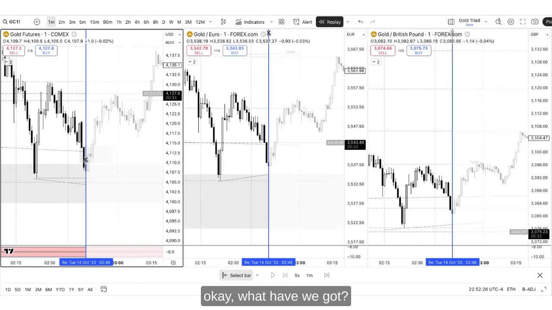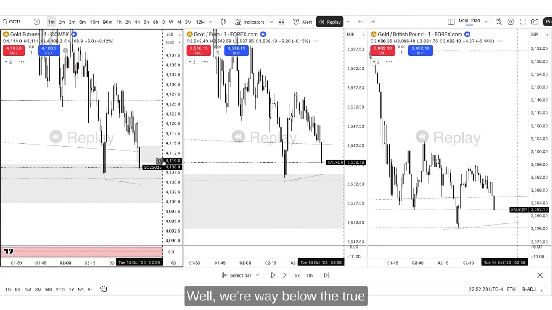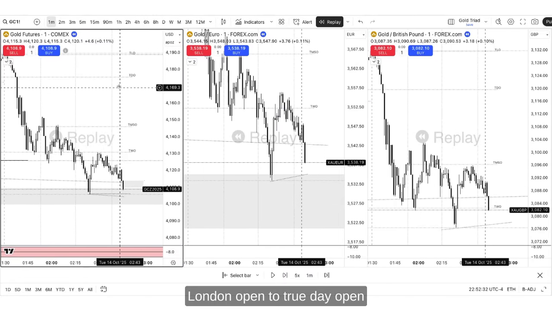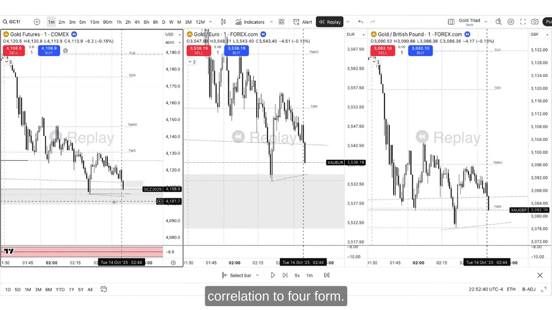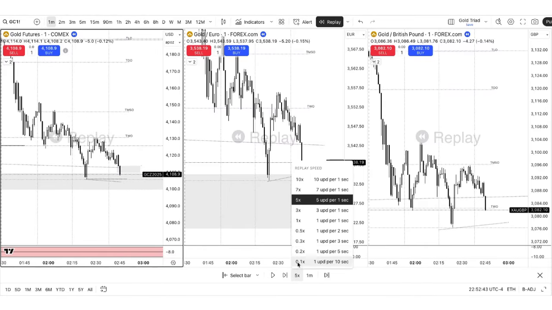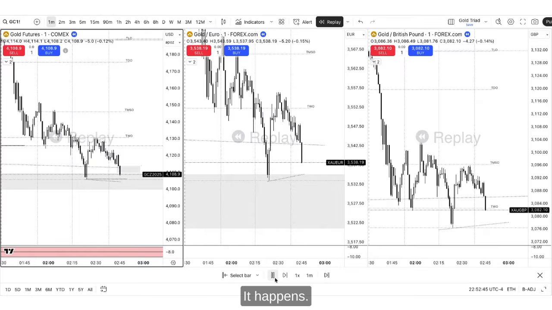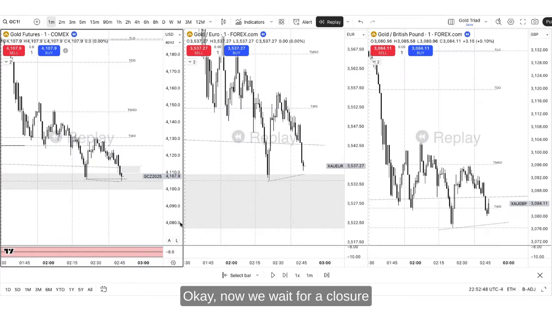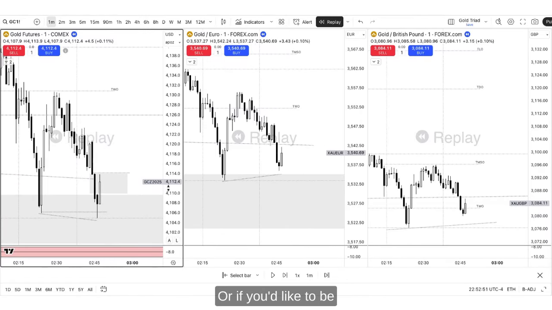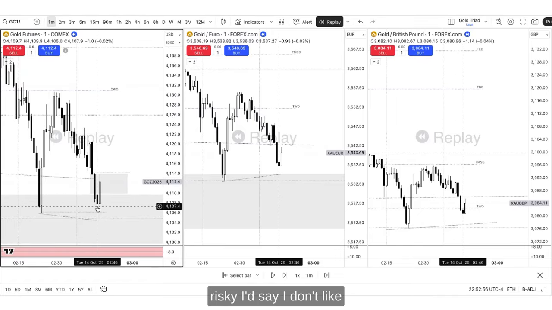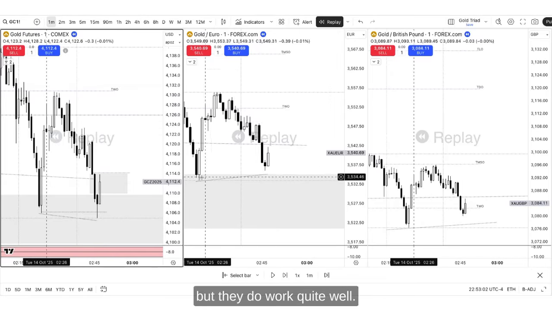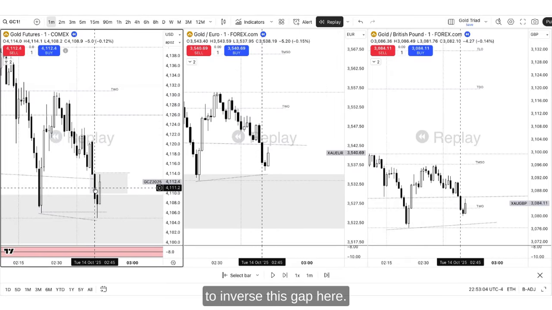Now, if we play that through, okay, what have we got? Well, we're way below the true London Open, the true day open, and we're just creeping below the true week open. And now we're looking for our 2-stage cracking correlation to form. Right, and here we go. It happens. Okay, now we wait for a closure above this gap, or if you'd like to be a bit more risky, or less risky, I could say, I don't like 1-minute change in state deliveries as much, but they do work quite well. I prefer us just to inverse this gap here.